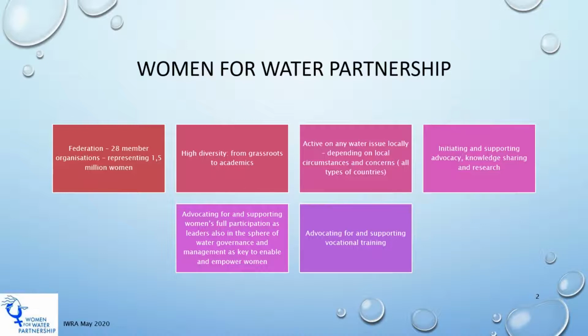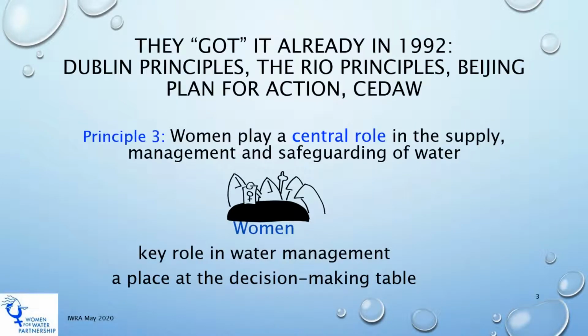One of the things that I also discussed with Scott offline is that the world did a lot of very interesting things mainly in 1992. They came up with the Dublin Principles. They came up with the CEDAW Convention and the Beijing Action Platform. They came up with the first Rio environmental conference, and everybody was saying, okay, women play a central role.